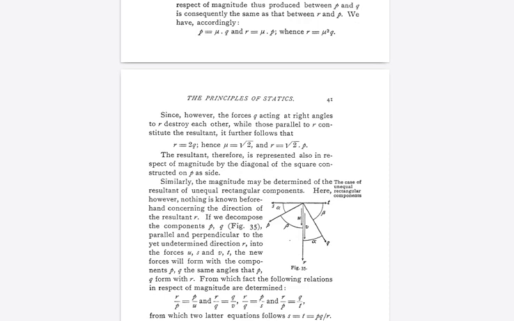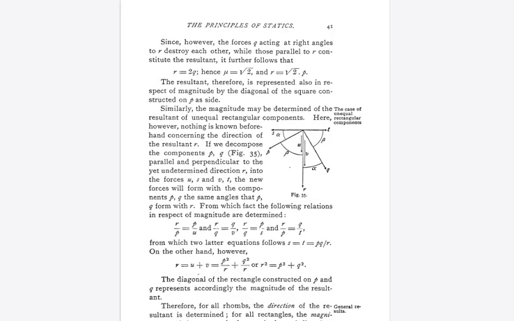Here, however, nothing is known beforehand concerning the direction of the resultant r. If we decompose the components P and Q, as in figure 35, parallel and perpendicular to the yet undetermined direction r, into the forces U, S, and V, T, the new forces will form with the components P and Q the same angles that P and Q form with r. From which fact, the following relations in respect of magnitude are determined.